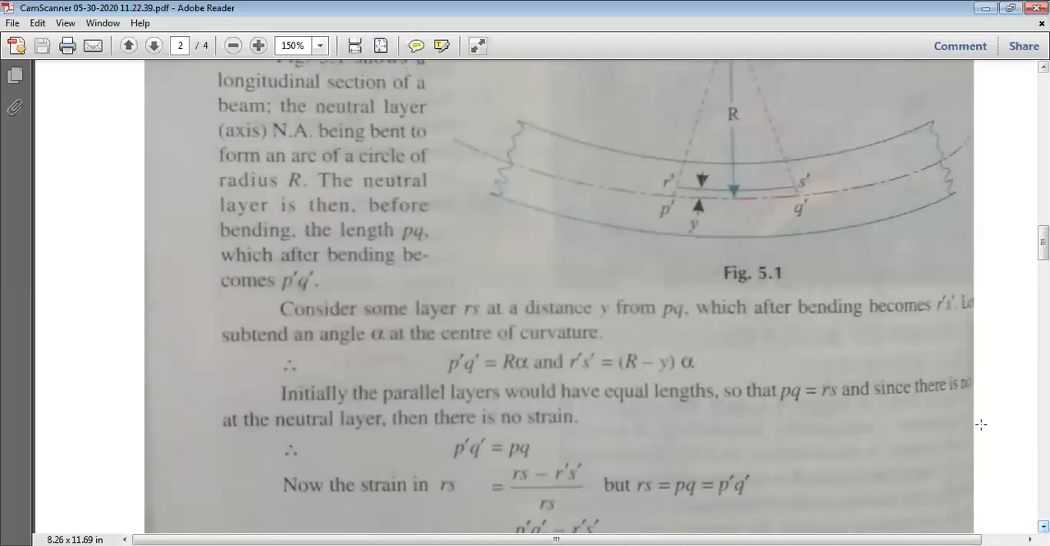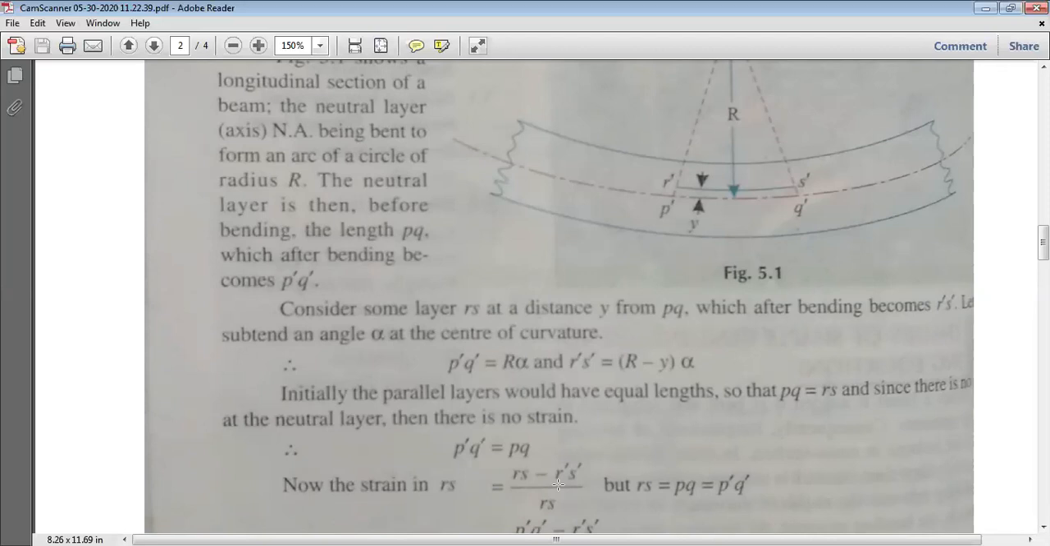We know that strain is the final shape minus the initial shape divided by the initial shape. So this is the strain in RS. Strain in RS would have been R'S' minus RS divided by RS.